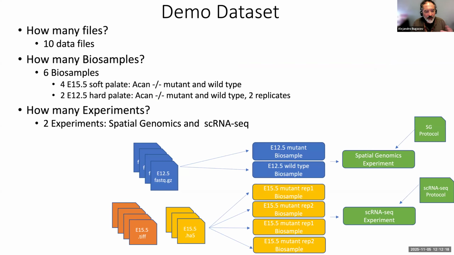Then I also have other files that come from single cell sequencing that I did on E12.5 hard palate. All these are for an ACAM mutant and the comparison with the wild type. And for the single cell experiments, I actually have 2 replicates of each. So we already had as answer how many files, how many biosamples, how many experiments. We had 2 types of experiments: spatial genomics and single cell sequencing.